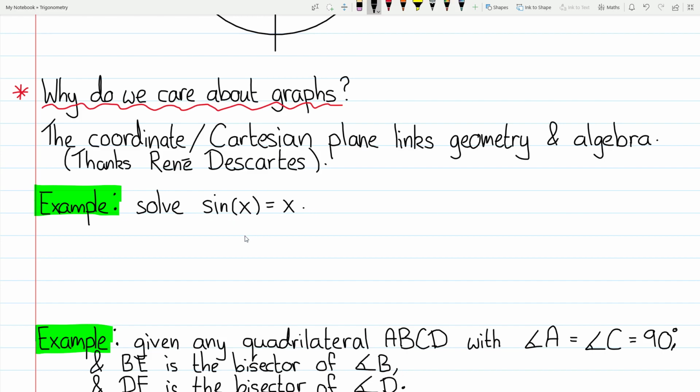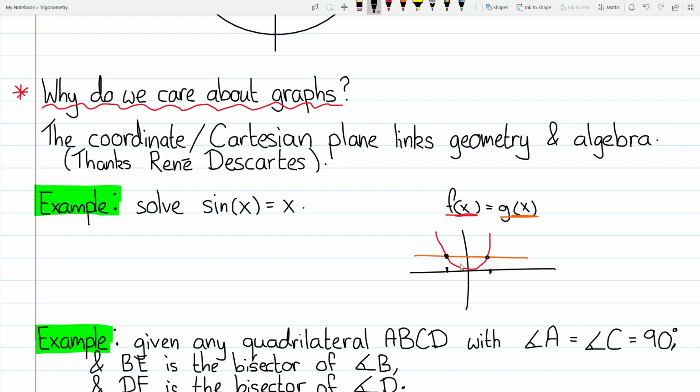So sine of x equals x. Whenever you have something along the lines of f of x equals g of x, and you want to find values of x such that this is true, perhaps you graph the f function like this, and you graph the g function like this. Then the values of x where this is true are precisely the values of x where these two graphs intersect.